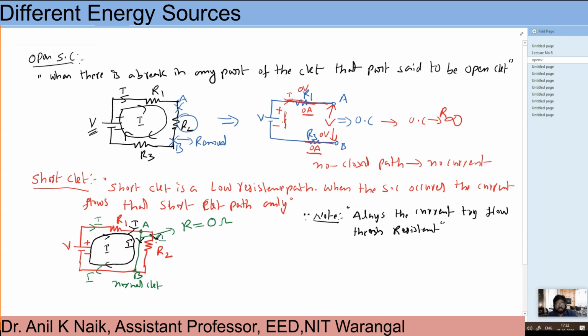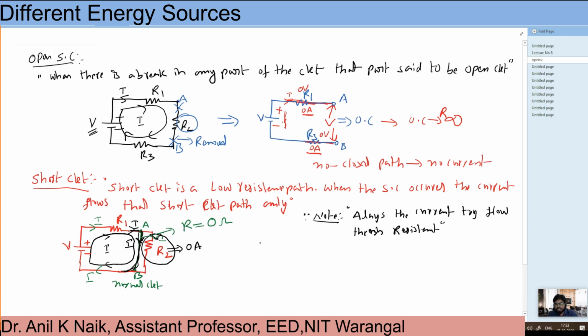So whatever the current flowing in R2 at this particular moment is, you can say, 0 amperes. When the short circuit has been made, there is no current flowing through R2. Whatever the current is, it flows through the short circuit path, the minimum resistance path. So through this minimum resistance path, the current is flowing in this direction.